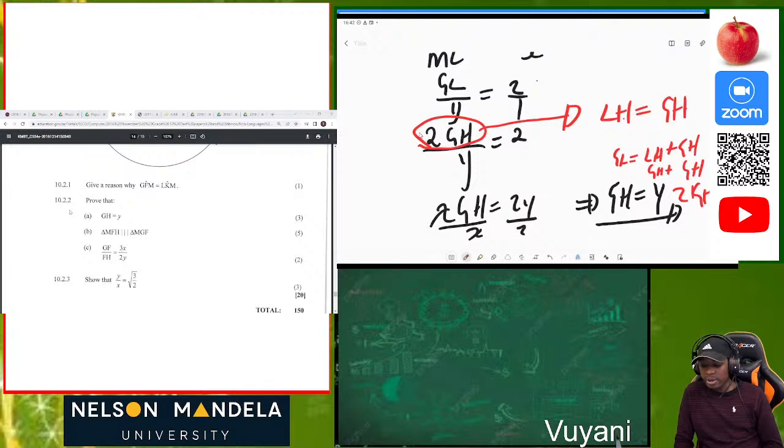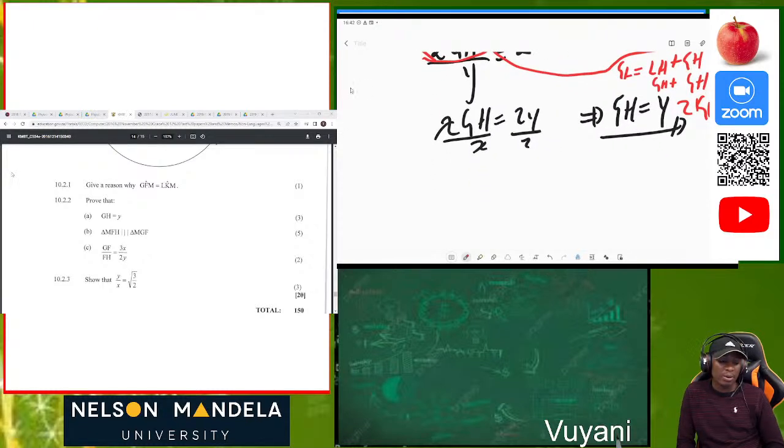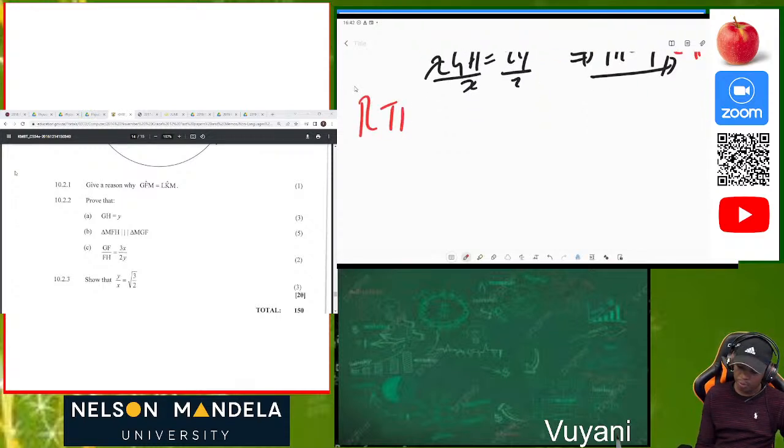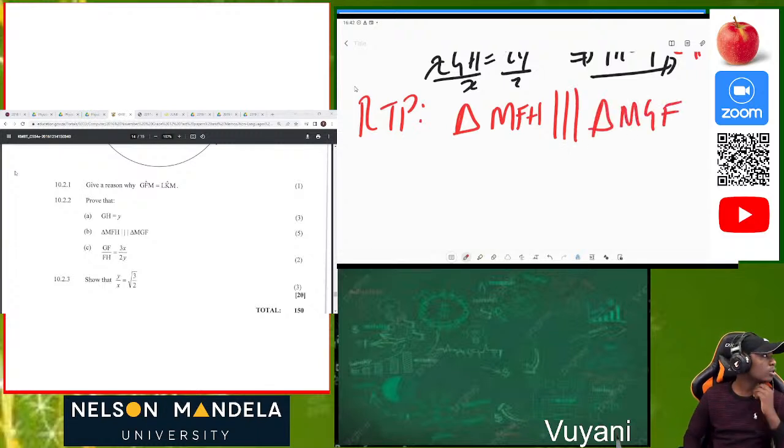Okay, so we say that LH is equal to GH. So that's why on the part of GL, we no longer substituted with GL, we substituted with 2GH after we did this calculation, because it's relevant to what we are asked. Now, the next question is asking, required to prove. What are we required to prove? We are required to prove that the triangle MFH is similar to triangle MGF. So now we are required to prove that these two triangles are similar to each other.